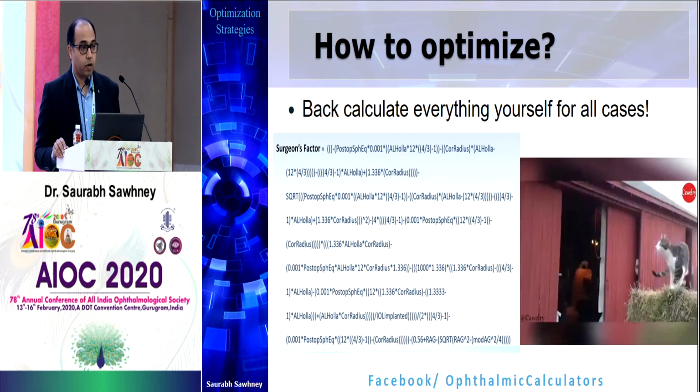You could back calculate. That is one way to optimize. So this is an equation representing how you back calculate for the surgeon's factor for the Holiday 1 formula. Now the problem is if you miss a single bracket here, it's gone haywire. It will not give you a result. Or even worse, it might give you a bad result.